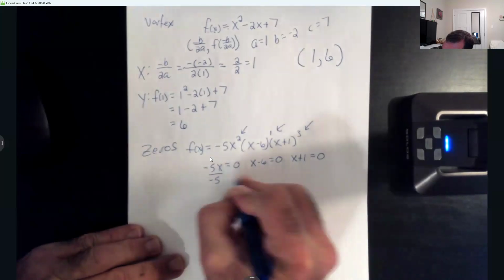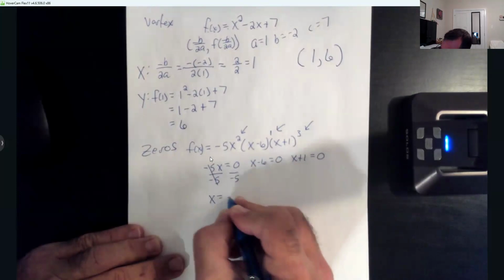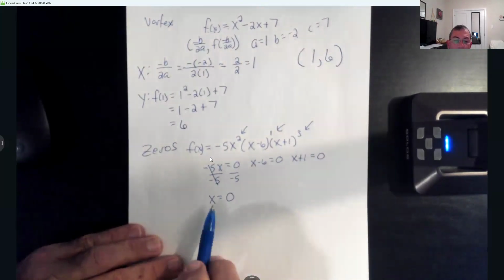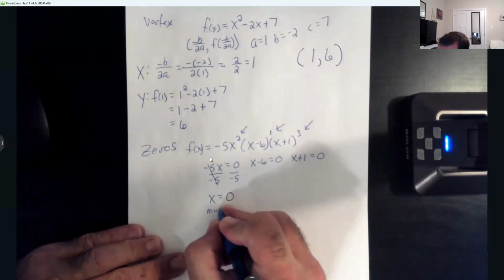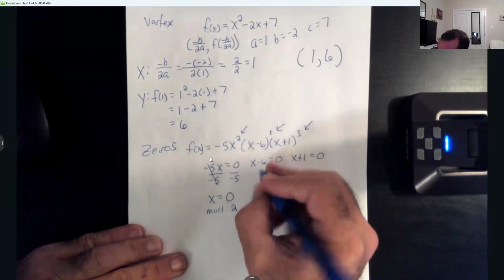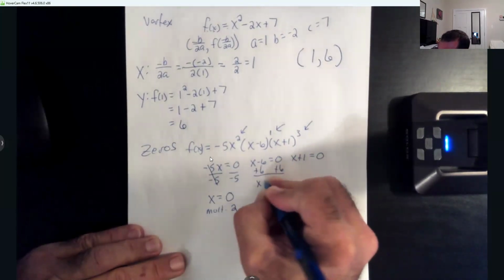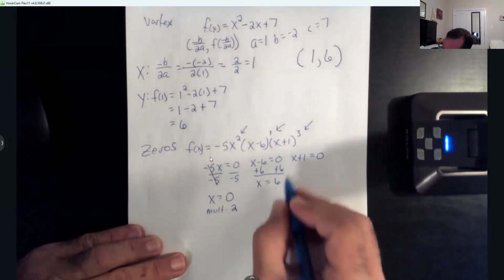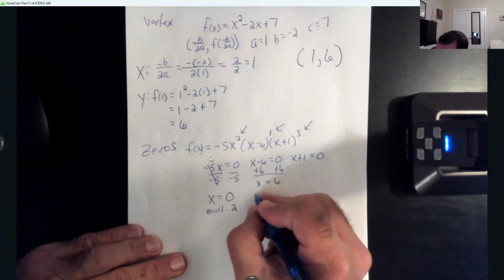So y'all, the first one, you're going to divide by negative 5. That cancels, and you get x equals 0. So 0 is a zero, multiplicity 2. The second one, that's being subtracted, so you're going to add 6. You get x equals 6. It came from this factor. It has a multiplicity 1.